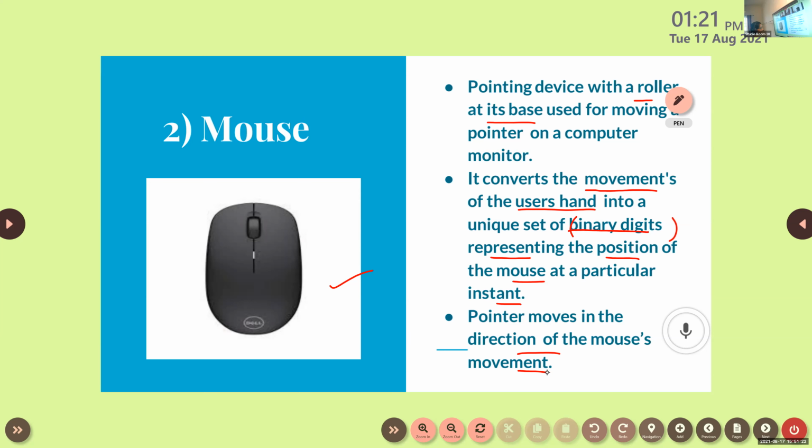Shall we move? So what is a mouse? It is a pointing device. It converts the movements of the user's hand into a unique set of binary digits. The pointer moves in the direction of the mouse movement. These are the basic points that you all know about the mouse.